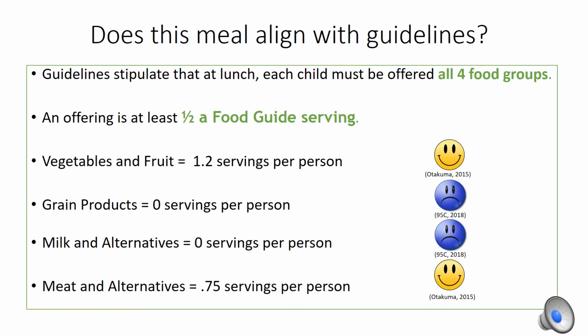So if we serve this moose stew at lunch, does it meet the guidelines? Our guidelines stipulate that at lunch each child must be offered all 4 food groups. An offering is at least half a food guide serving. So for vegetables and fruit, we have 1.2 servings per person, which meets our guidelines for vegetables and fruit. We do not have any servings of grain products or milk and alternatives, but for our meat and alternatives, we have 0.75 servings per person, which meets guidelines for meat and alternatives, but our meal as a whole does not meet guidelines.